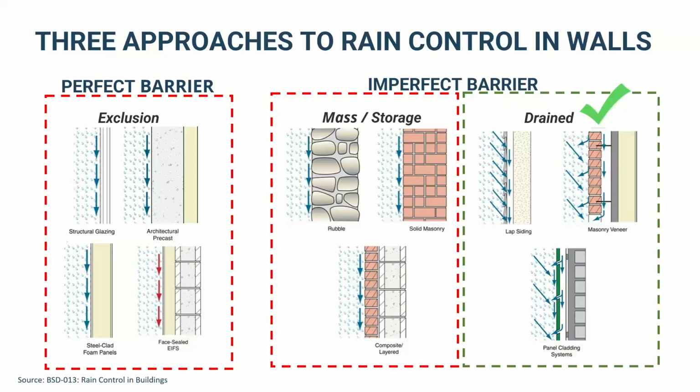And then we get into mass storage assemblies. You have your rubble wall, just solid masonry, multi-wide brick. Sometimes there are composite systems, like a brick veneer over a CMU wall. Those are really intended to store and release moisture over time. And then what we're going to be talking about: lots of different ways to do a drained assembly. So you have your lap siding, masonry veneer, any kind of panel cladding system, things like that.